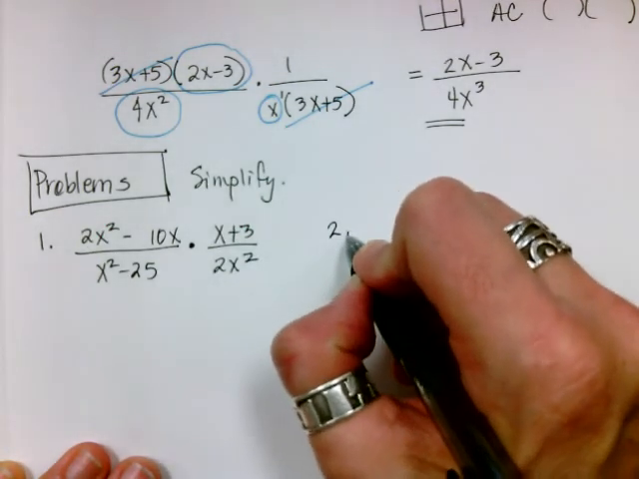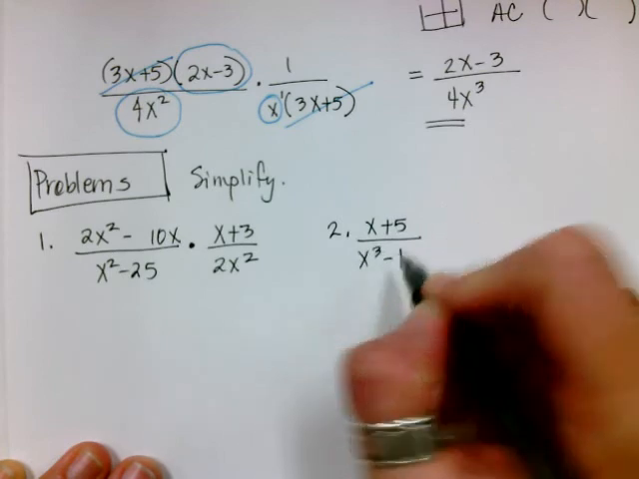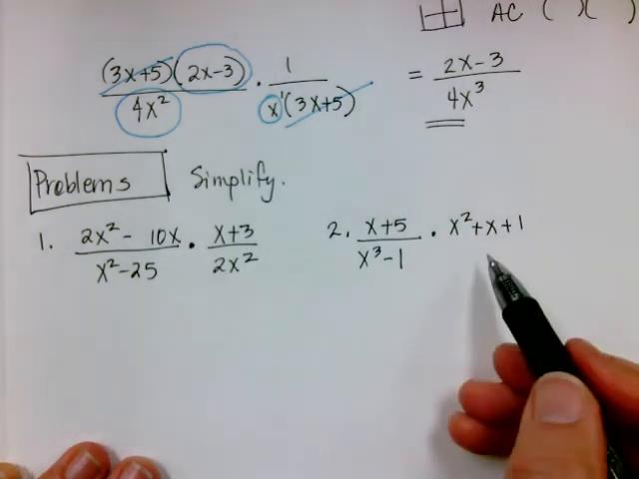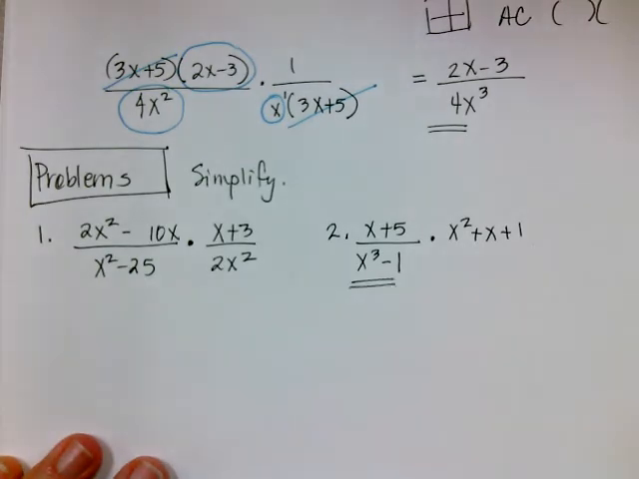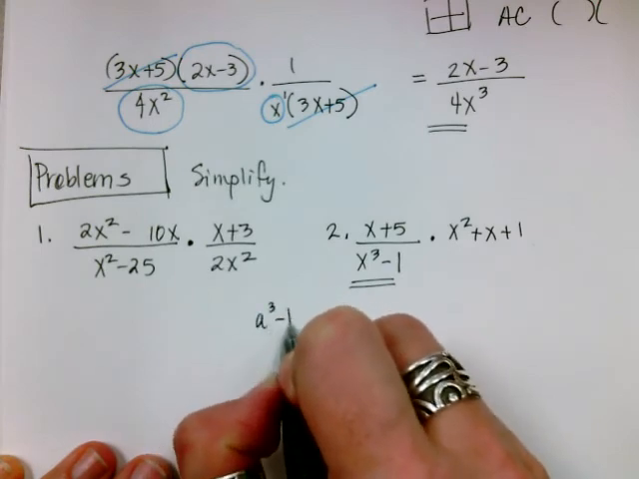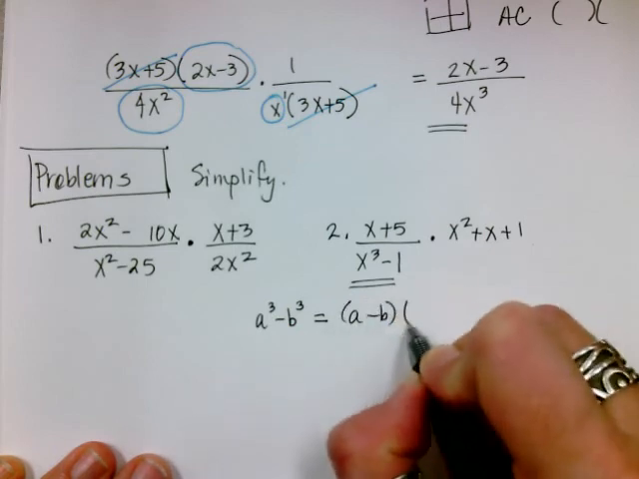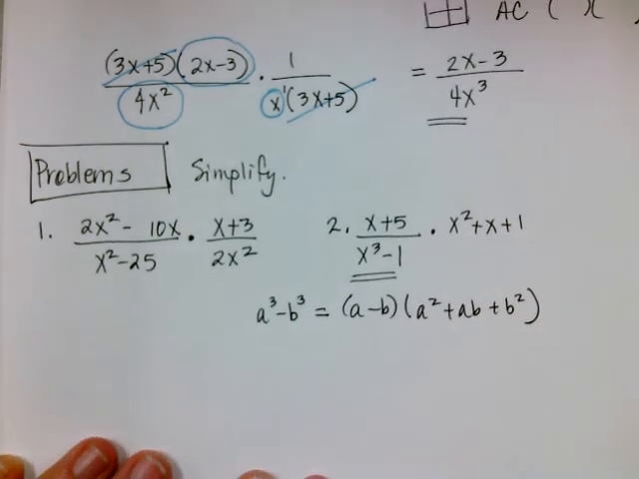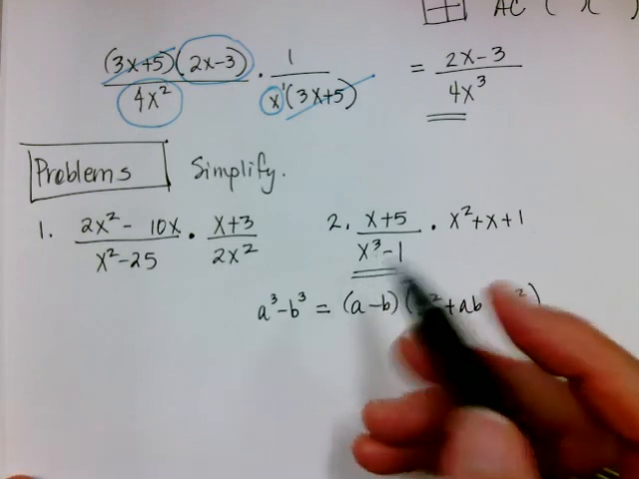Your second problem is going to be x plus 5 over x cubed minus 1 times x squared plus x plus 1. And remember, you can put that over 1 to turn it into a fraction. This we've talked about earlier in the year, but I'm going to remind you of that formula. If I have a cubed minus b cubed, that factors to be a minus b times a squared plus ab plus b squared. Remember, we did that earlier in the year. I'm just reminding you of this formula. And that is a 3, by the way.